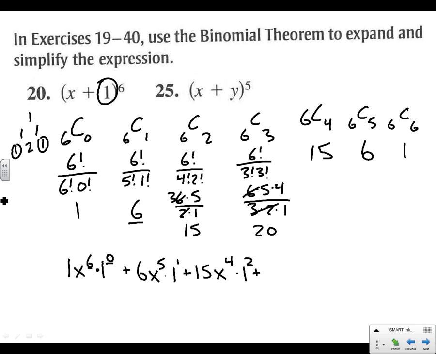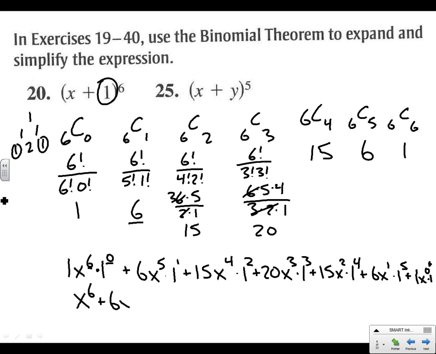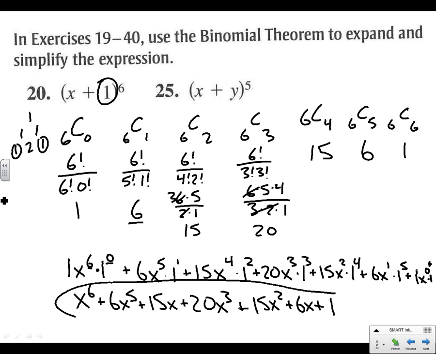So let me finish up putting these in. Plus 20x cubed times 1 cubed. Plus 15x squared times 1 to the 4th, plus 6x to the 1st times 1 to the 5th, plus 1x to the 0 times 1 to the 6th. Squeeze that in there. All right, so let's clean this up. We've got x to the 6th plus 6x to the 5th plus 15x to the 4th plus 20x cubed plus 15x squared plus 6x plus 1 is our expansion.